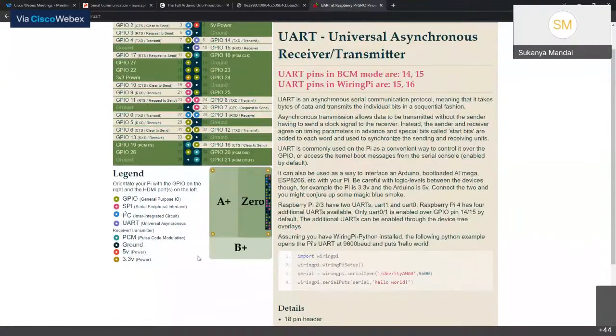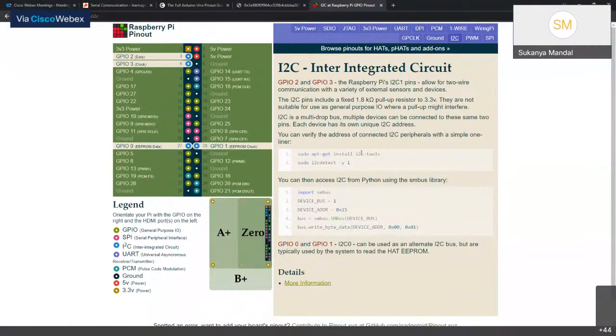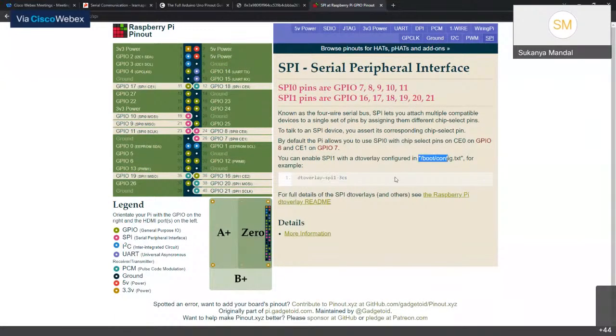And these are the I2C pins: data, clock, EEPROM data, and EEPROM clock. So again, for I2C, there's a module called I2C tools that basically does the job. For UART, again, just use wiringPi and it does the job. For SPIs, use this DT overlay configured in this file for running SPI on Raspberry Pis.